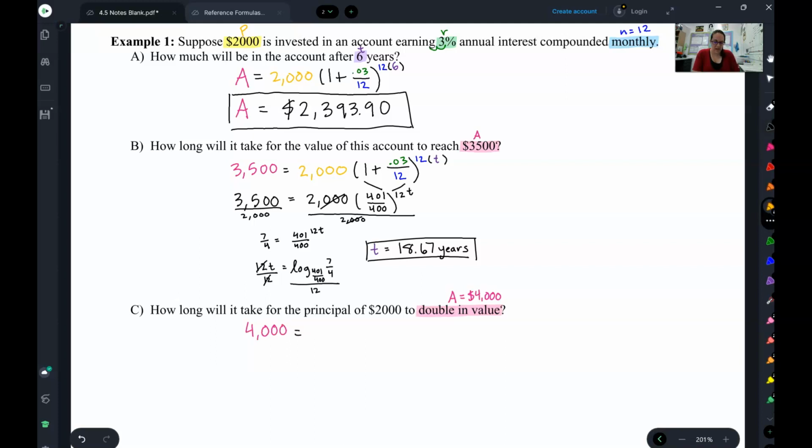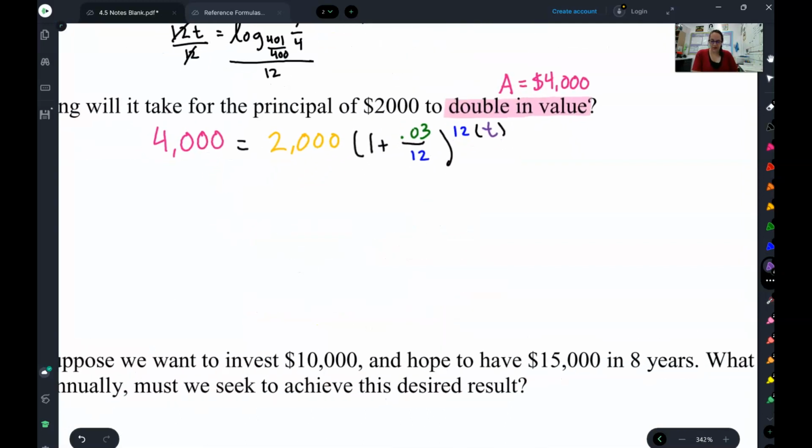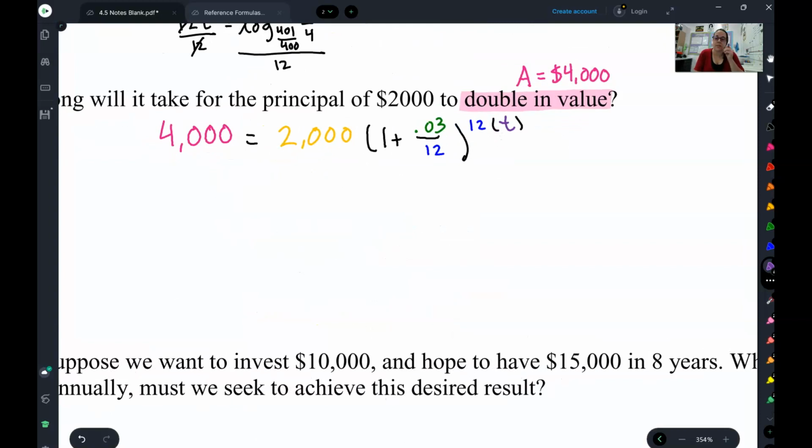I have the same P, I have the same R, I have the same N. So it looks like, once again, I am solving for T. So we have all that. Now, because this is extremely similar to the last problem, I would like you to pause the video, try to solve this on your own, and then come back to check your answer and see how you did.